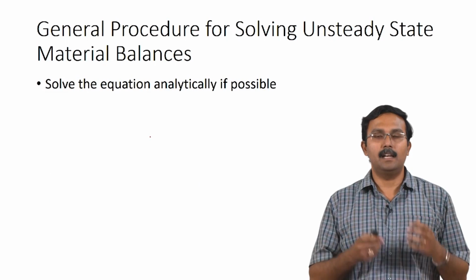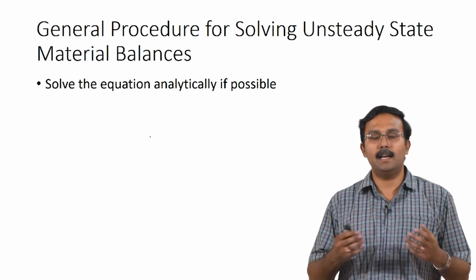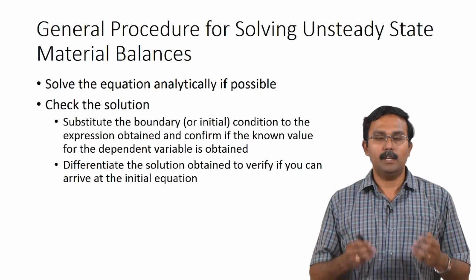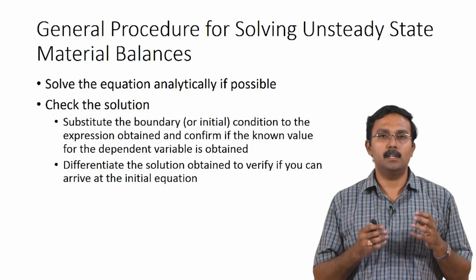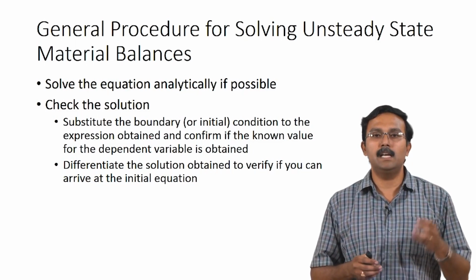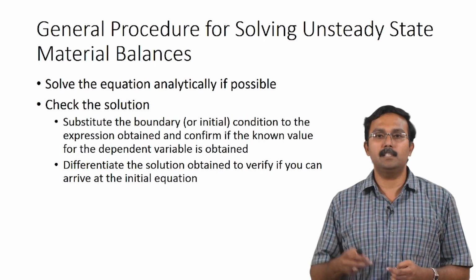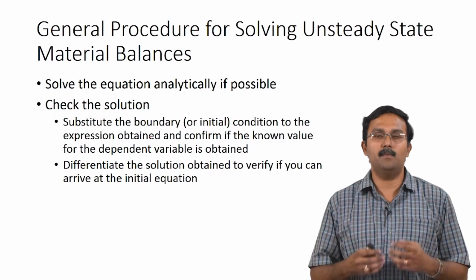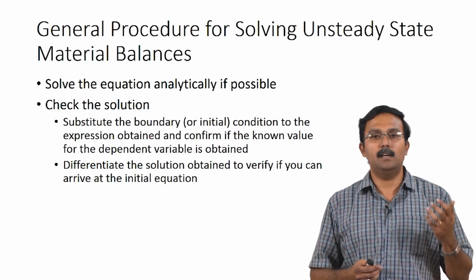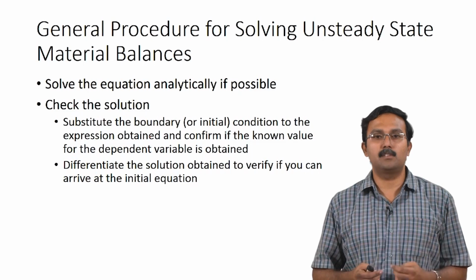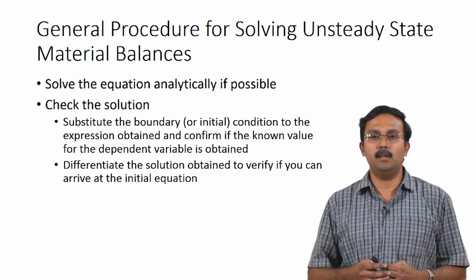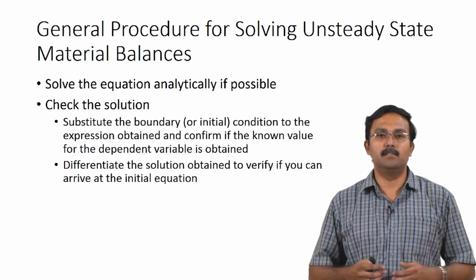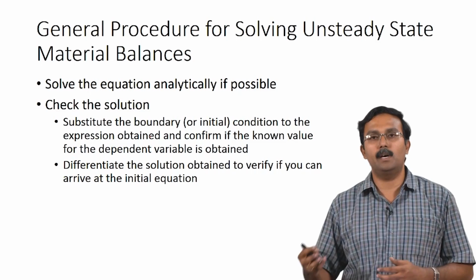So, then the last step is to solve the equation analytically if possible. If not, you would use numerical methods to solve it. You can also check the solution. Here, if you were to check the solution, you can substitute the boundary or the initial condition into the expression obtained to confirm that the known value of the dependent variable is obtained. Another method to check the solution is to differentiate the solution obtained to verify that you arrive at the initial equation. By doing these kinds of verification, you can confirm if the solution you arrived at is accurate.